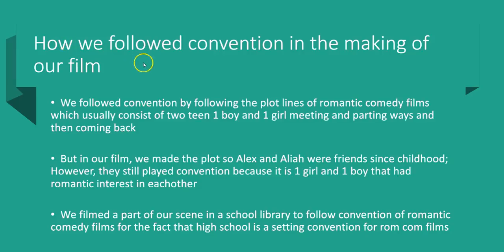How we follow convention in the making of our film. We follow convention by following the plot lines of romantic comedy films, which usually consist of two teens, one boy and one girl, meeting and parting ways, and then finding a way to come back to each other. But in our film, we made the plot so Alex and Aaliyah were friends since childhood. However, they still follow convention because there's one boy and one girl that had romantic interest in each other.